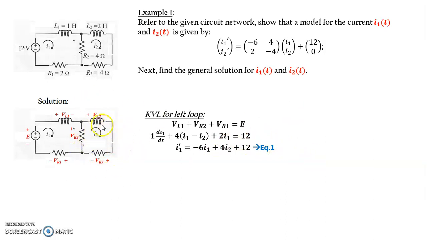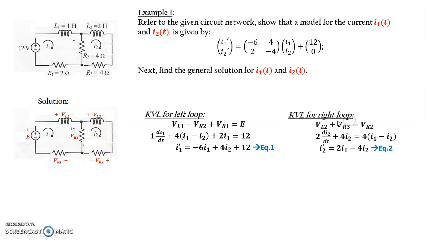For the second loop, kita marking polarity for each of the elements. Untuk inductor ni, current mengalir daripada positif ke negatif. So that's why you ada positive, negative VL2. Here you ada positive, negative VR3. KVL for the right loop is given by VL2 plus VR3 is equal to VR2.